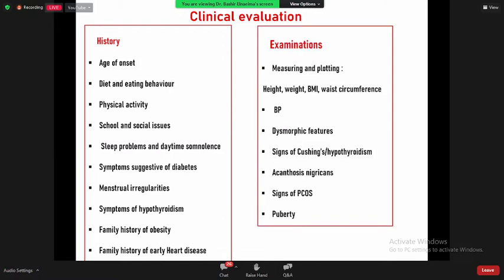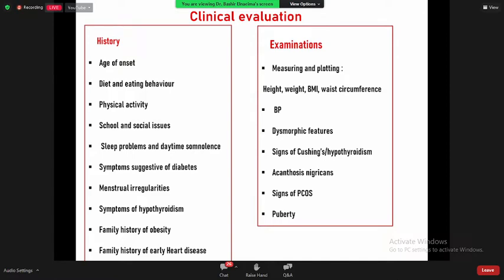When you examine a child who is obese, you have to measure and plot the following. The height: why is it important? Because if the child is obese and his height is on the higher side, most likely you are dealing with exogenous obesity, with very rare exceptions in MC4 receptors. The common cause of an obese child whose height is on the higher side, the first impression, is exogenous obesity. And if the child is obese and his weight is on the lower side, his height on the lower side, then you have to think of a pathological issue.